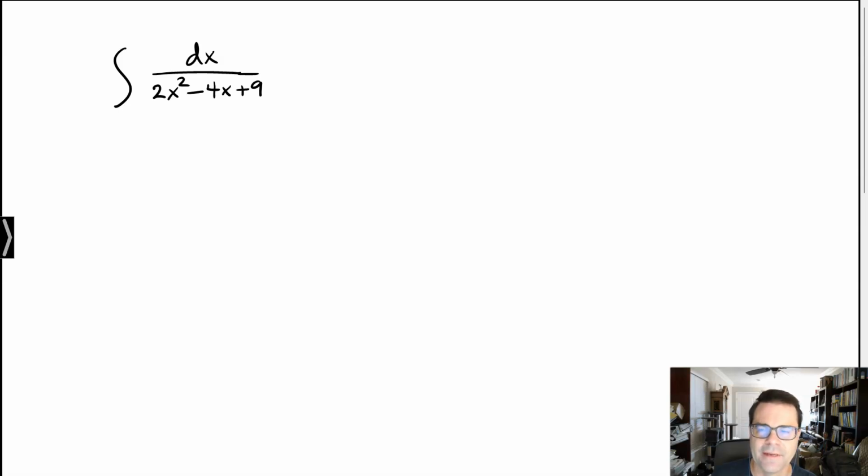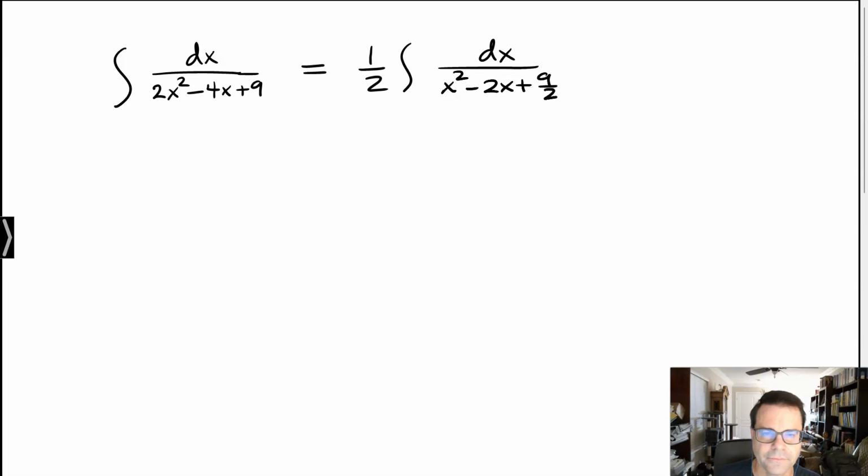So for instance, this example here, we're integrating 1 over 2x squared minus 4x plus 9. What I would do in this case is simply factor out the leading coefficient in the denominator. So if I factor out a 2 from the denominator, now I'm going to have 1/2 the integral of 1 over x squared minus 2x plus 9/2. And now I can go ahead and complete the square as we've done before.